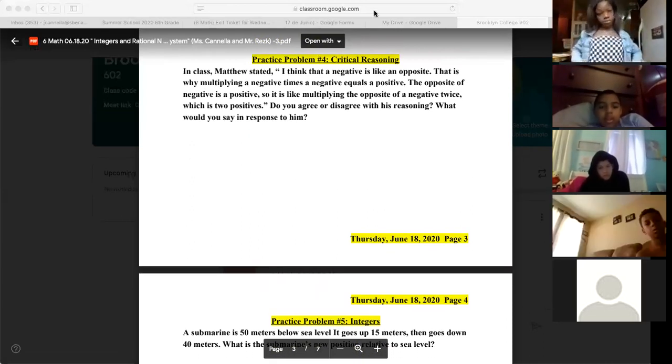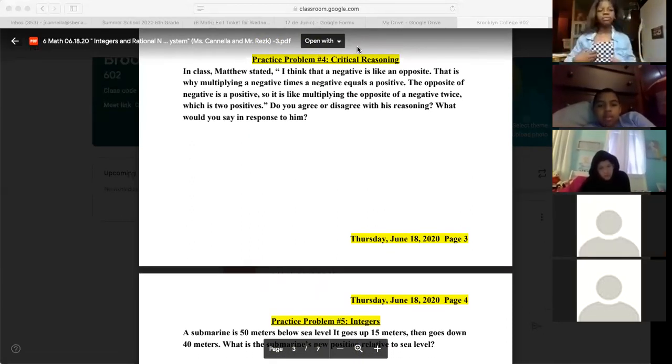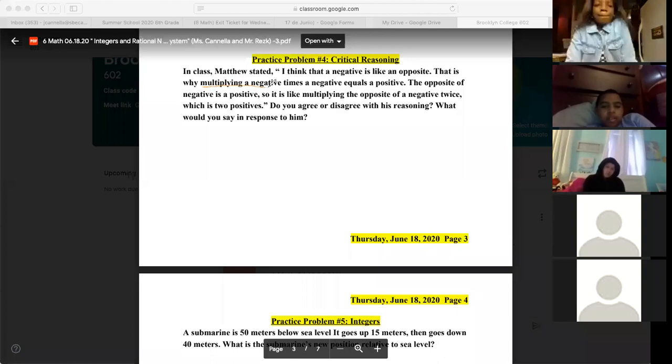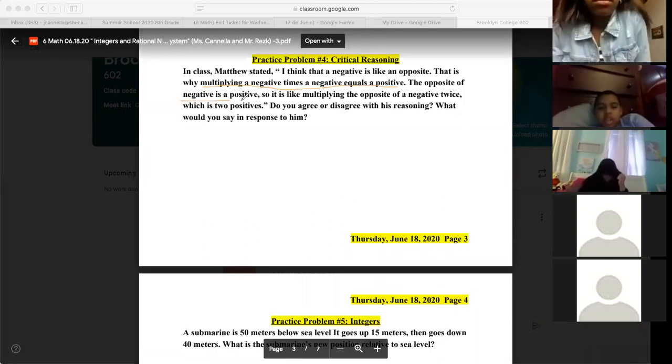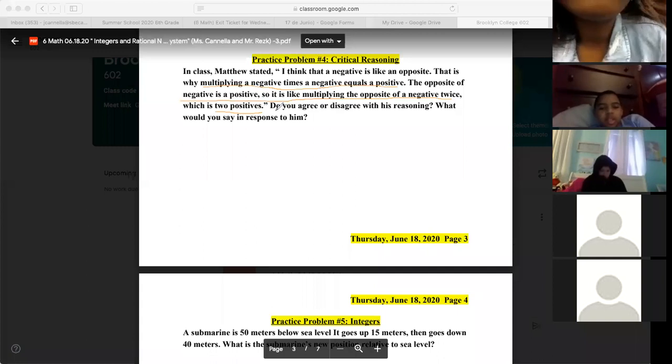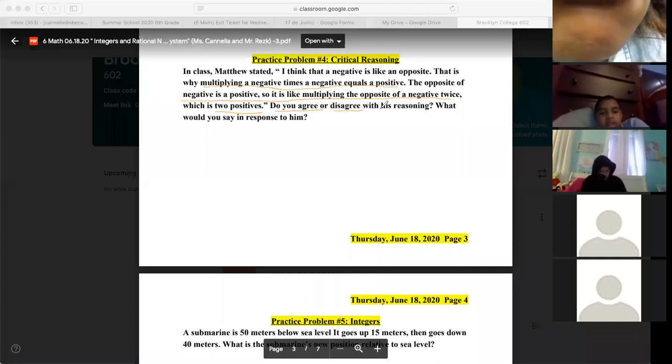Go ahead. Read what it says. In class, Matthew stated, I think that a negative is like an opposite. That is why multiplying a negative times a negative equals a positive. The opposite of negative is a positive. So it is like multiplying the opposite of a negative twice, which is 2 positives. Do you agree or disagree with his reasoning? What would you say in response to him?